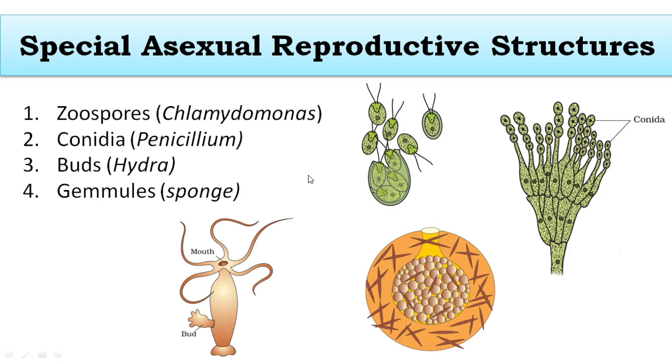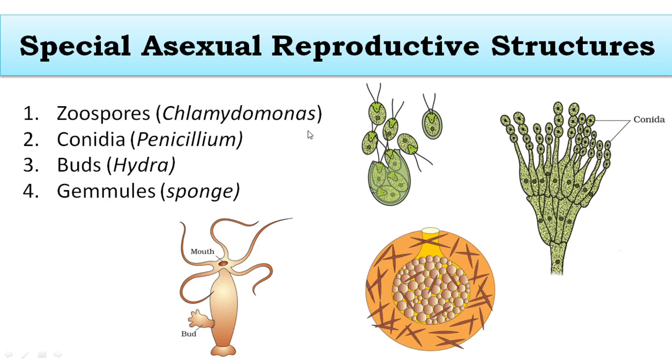Now, the second one is special asexual reproductive structures. Asexual reproduction through special asexual reproductive structures such as zoospores, which is observed in Chlamydomonas. So these are zoospores. And then conidia in Penicillium.